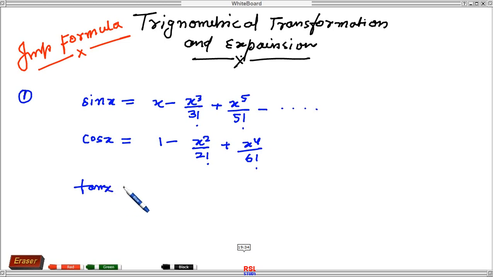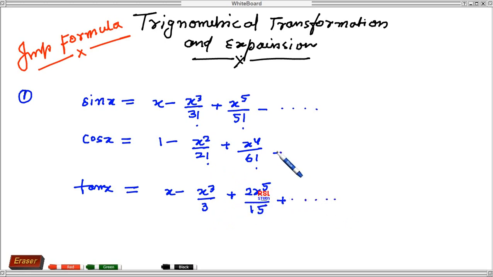Similarly, tan x has the expansion x plus x cube by 3 plus 2x to the power 5 by 15 plus, and so on. There is no factorial 3 here, just 3. There is an alternation of minus and plus.